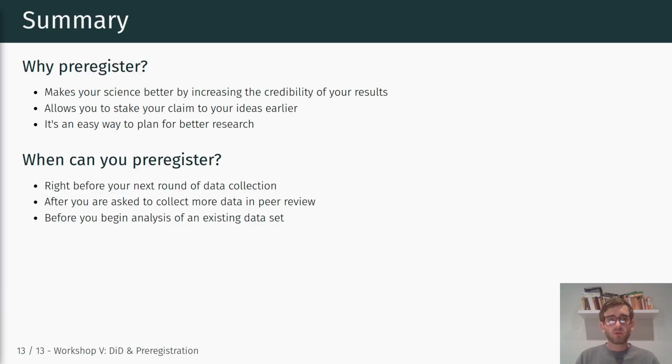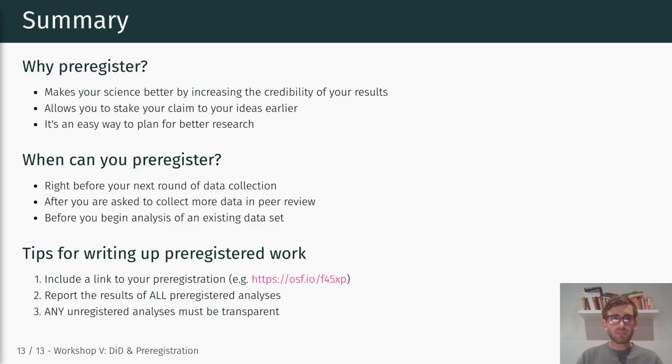And you can also pre-register your hypothesis before you begin analysis on an existing data set, right? Even if you work with existing data, that doesn't mean you can't pre-register your analysis. Of course, you have to clearly communicate that this is not prior to data collection, but prior to actually analyzing the data. But it nevertheless is helpful to pre-register those types of analysis.